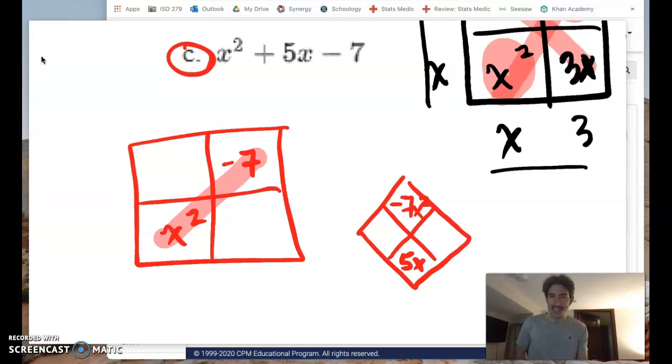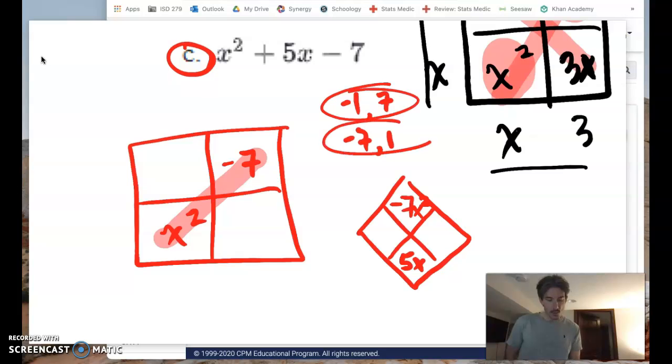Here's what I know about 7. 7 is prime, and this means I have -1 and 7. This means I have -7 and 1, and I have no other options because 7 is prime. And granted, 7 is prime, -7 is not, so you see how I include the negative on the 1 and the 7. And the question I'd ask is which one of these adds up to 5x?